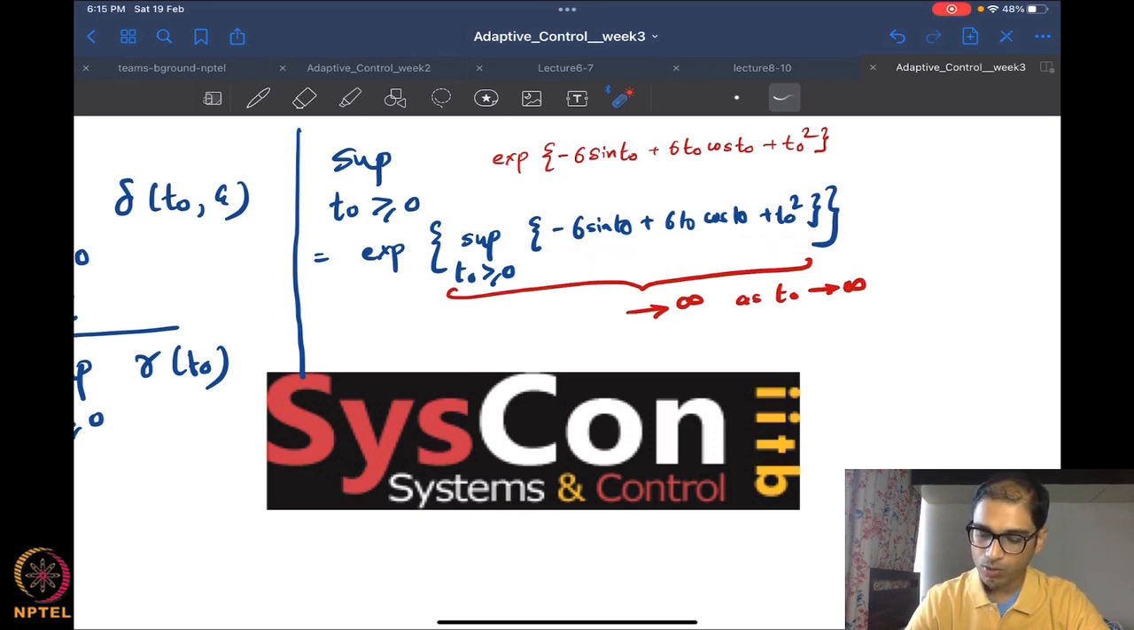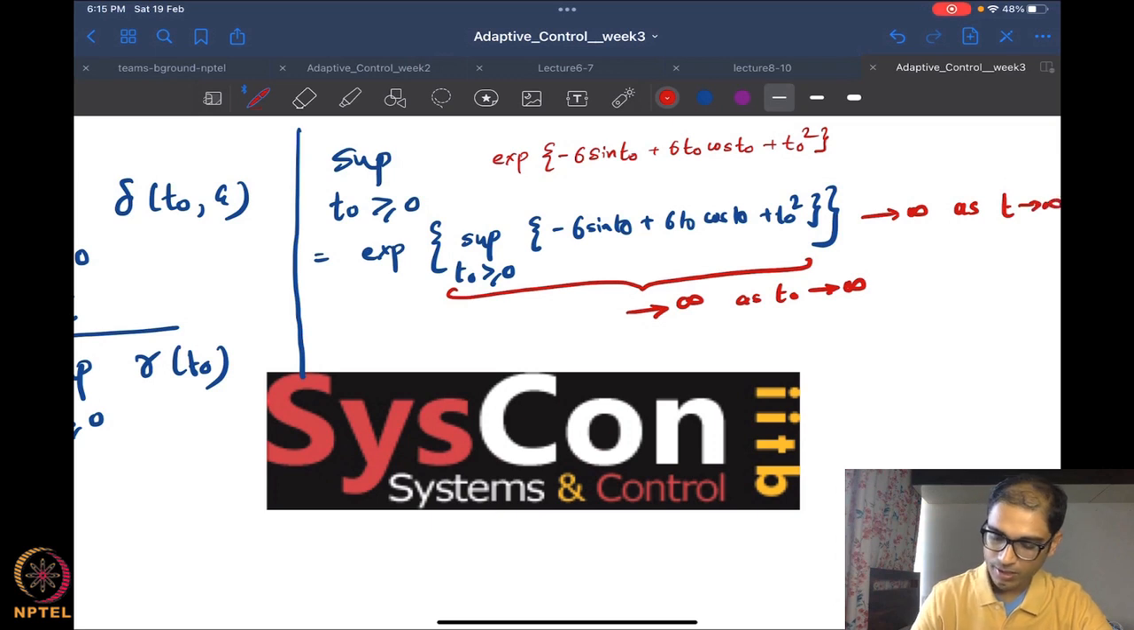So this entire quantity goes to infinity as t0 goes to infinity, right? So what happens to the supremum? It means that the supremum itself goes to infinity as t goes to infinity. So what happens to the delta? It implies delta, which is inversely proportional, goes to 0 as t goes to infinity. And this is not allowed.